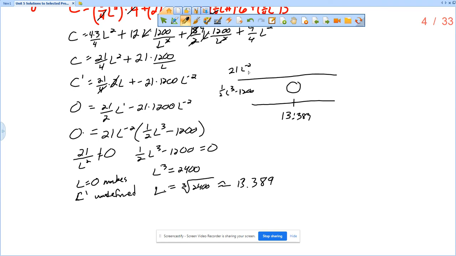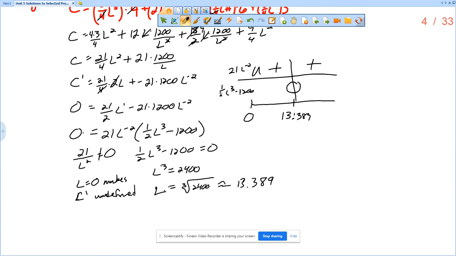Remember, 21 L to the negative second was only undefined at 0, right? So we don't want to check any negatives. But now if I plug in any positive number, obviously that thing is going to be positive, right? Because it's 21 divided by L squared. So we're squaring it, but of course we're plugging in positives.